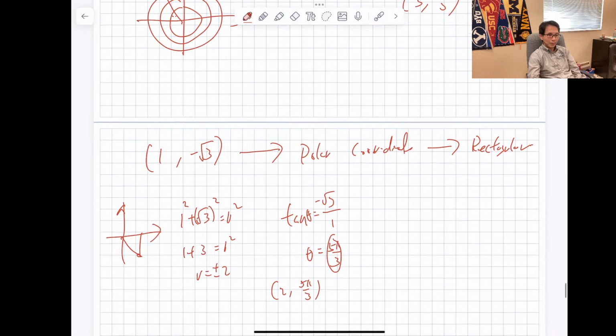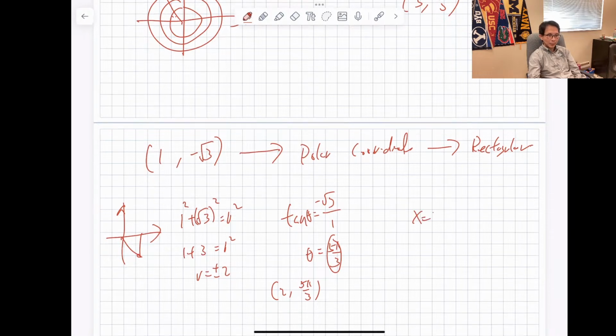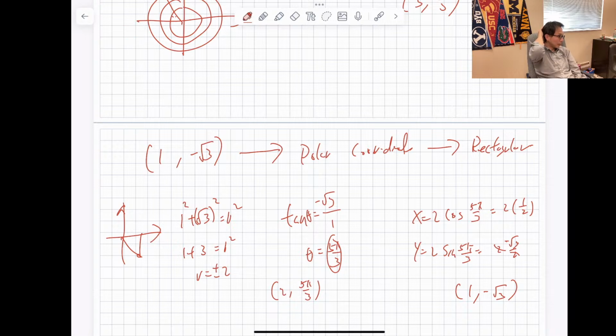But if I want to convert back, it's just gonna be x equal to 2 cosine of 5 pi over 3. 2 cosine of 5 pi over 3 is 1/2, so that's equal to 1. Y equal to 2 sine of 5 pi over 3. That's equal to 2 root 3 over 2. This is negative, so it'll be 1, negative root 3. So you know how to convert from one coordinate to the other coordinate.